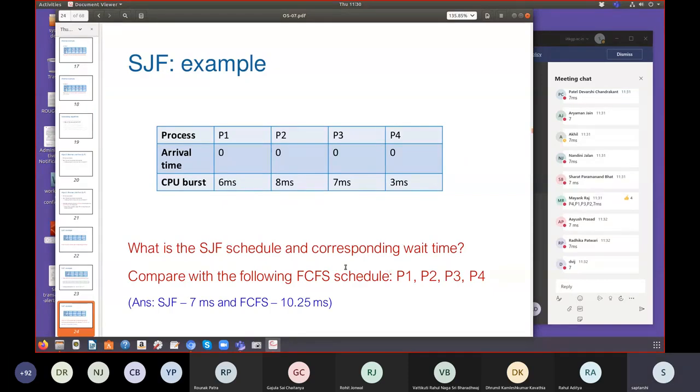Now this I leave to you as homework. For the same problem, also work out the FCFS schedule with the sequence P1, P2, P3, P4. And you will see that FCFS gives a higher waiting time. This example is meant to demonstrate that shortest job first can often result in shorter waiting times than FCFS. Okay, this I leave as homework.